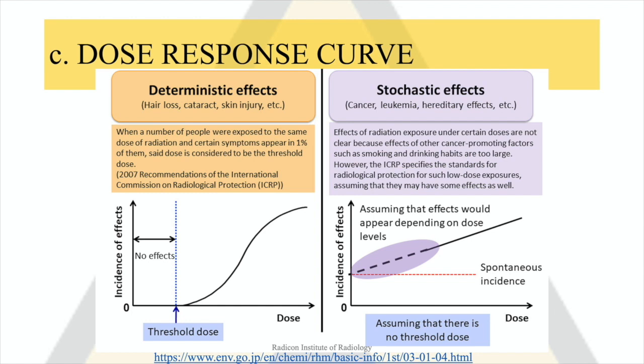In radiological protection, it is assumed that there is no threshold dose for stochastic effects. Under this assumption, the radiation exposure, even at low doses, may exert some effects. Epidemiologically, it is very difficult to detect stochastic effects due to radiation exposure at low doses below the range of 100 to 200 millisieverts. But the ICRP specifies the standards for radiological protection for low dose exposure, assuming that the effects would appear depending on the dose levels as a linear dose response.